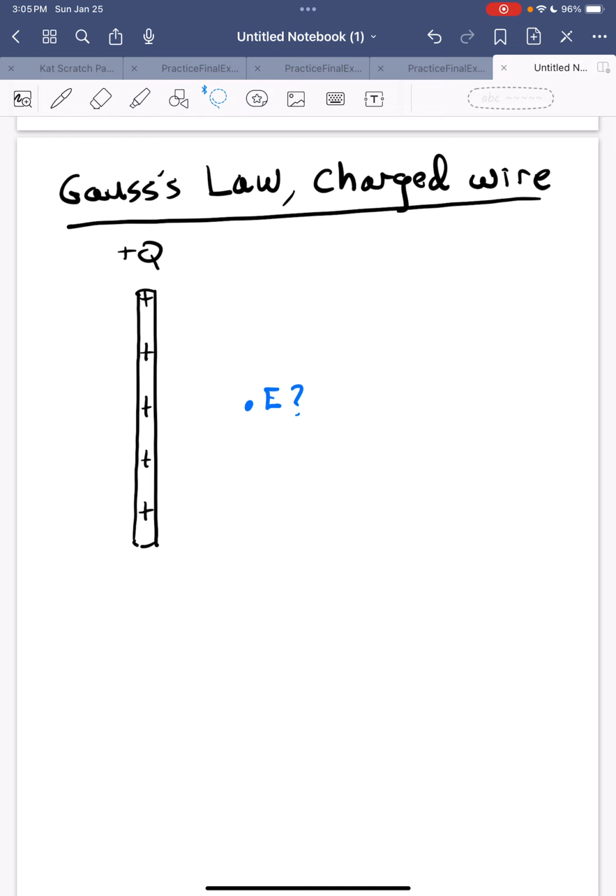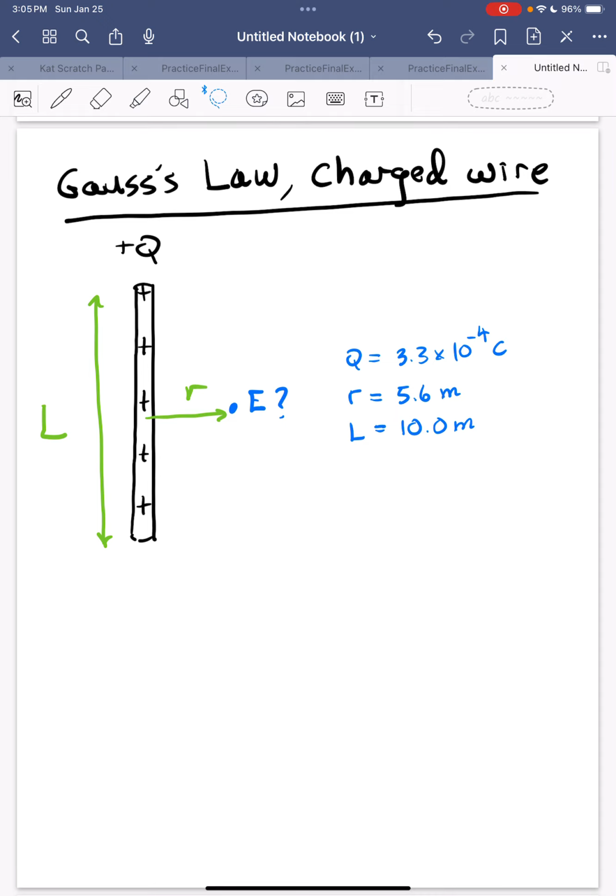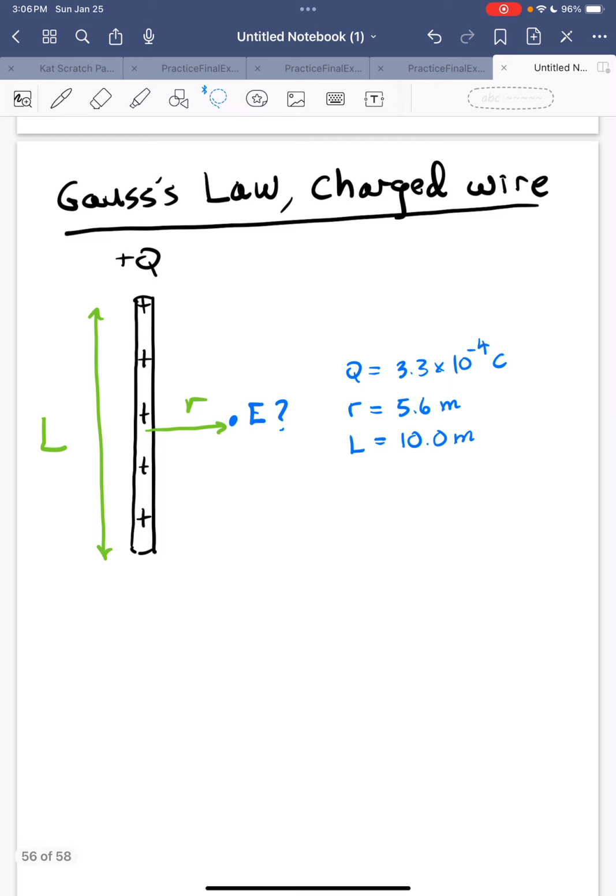So now let's try to apply it to a specific problem. Here we've got a charged line like this, and we want to find the electric field at some point given a particular distance away. So we're going to give you the charge, 3.3 times 10 to the minus 4th coulombs. That's the total amount of charge on this line. The distance that we're away is r, 5.6 meters. And then L is 10 meters. So imagine we've got this charged wire or line that's 10 meters long, and now we just want to use our formula to calculate the electric field at that particular point.